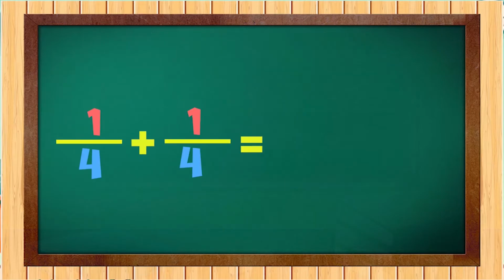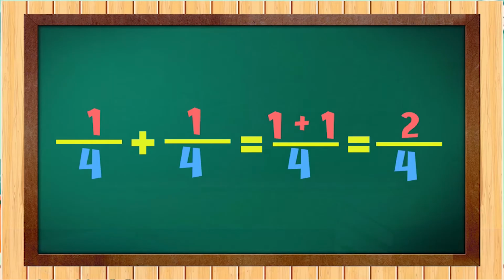For example, if we were asked to calculate quarter plus quarter, we simply need to write the denominator and add the 2 numerators. So in this case, the denominator is 4. So we write 4 because that will be the denominator of our answer. Next, we're going to add the numerators. In this case, we have 1 and 1. So 1 plus 1 is equal to 2. Our answer is 2 quarters, but that can be simplified further.